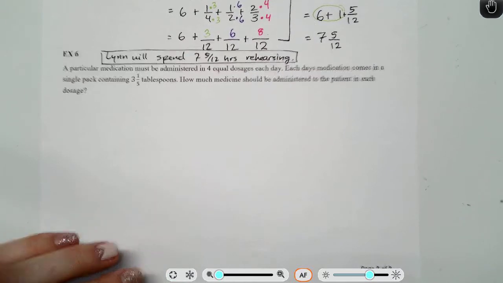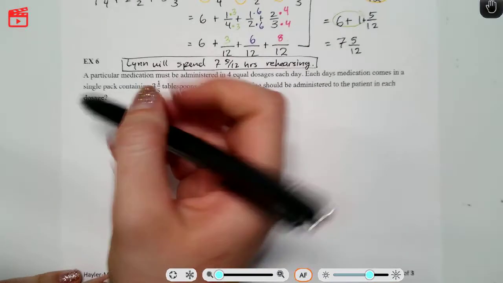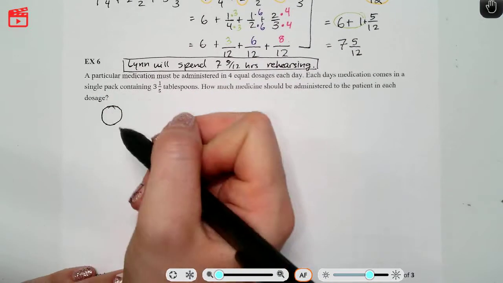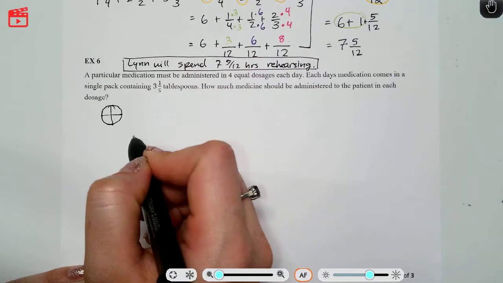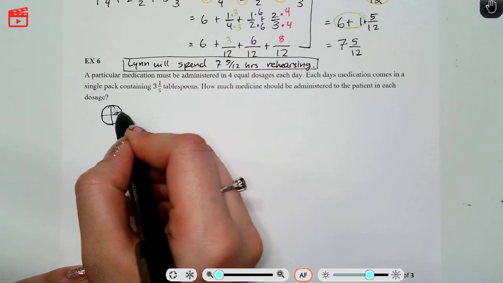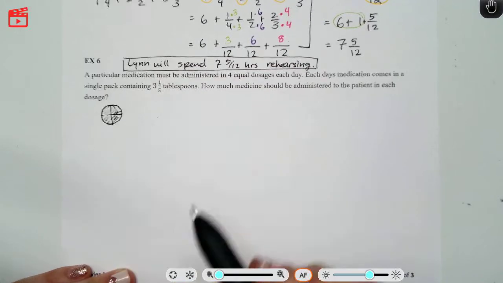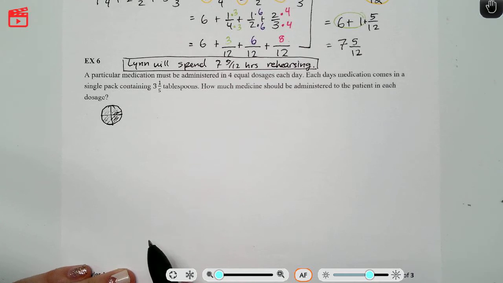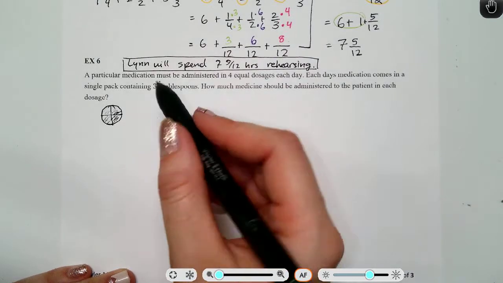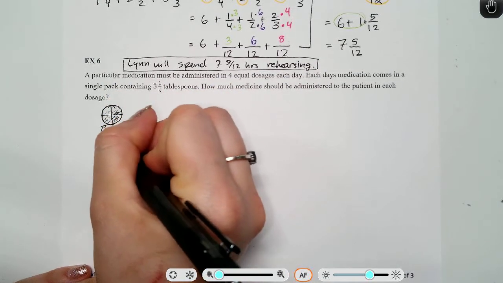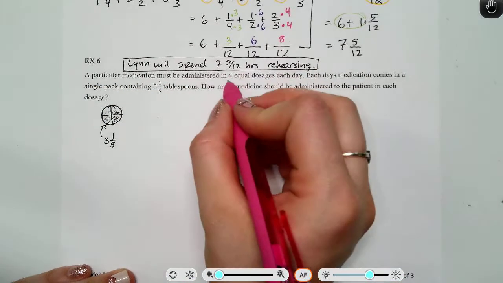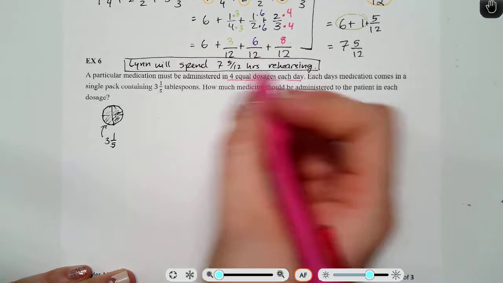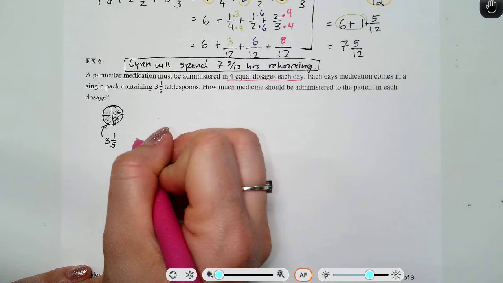Okay, so what's happening here? Well, we have a dose of medicine. And then we want to split this up into 4 equal dosages. And throughout the day, the patient will get 1 part of the dose, 2 parts, 3 parts, and then finally the last 4 parts. Okay, so how much is in the dose for the day? Well, the dose for the day is 3 1/5. The whole thing is 3 1/5. And I'm trying to do what? I want to split it into 4 equal dosages. So I want to split 3 1/5 into 4s.